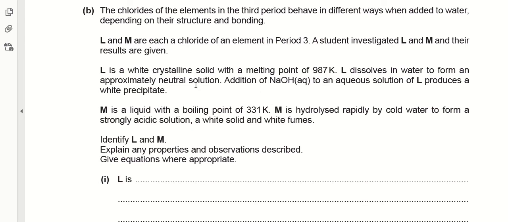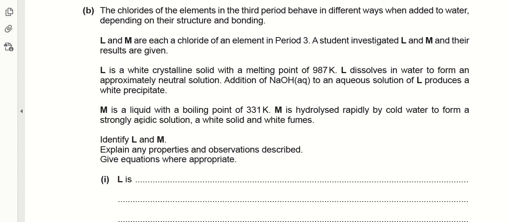That means the pH of this solution is not 7 but close to 7 and is below 7. They add sodium hydroxide, that means the solution is acidic. So addition of sodium hydroxide to L produces a white precipitate. So the hydroxide of the metal in this L is a white precipitate. That means it's not soluble in water.